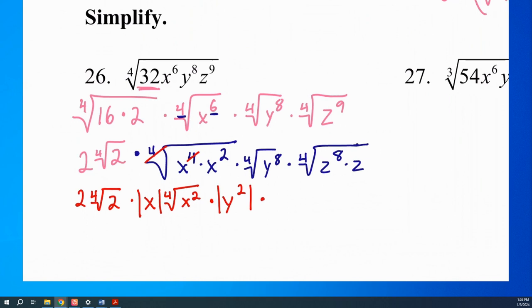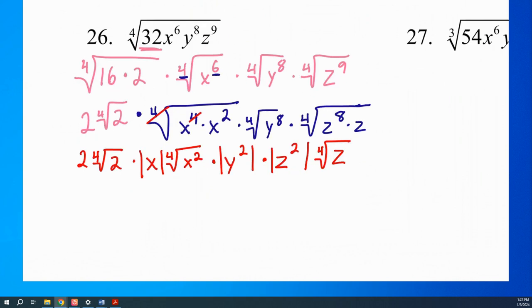Okay, and then again, how many times is 8 going to divide by 4? 2. So this is going to be z squared with an absolute value. And then the 4th root of z is what's left over, right? Okay, so now all I'm going to do is rearrange some stuff. I'm going to keep that 2 that's out front. I'm going to take out the absolute value of x, the y squared, and the z squared. And then everything that's under that 4th root, I'm going to put under one 4th root. So I'm going to say 2 x squared z.